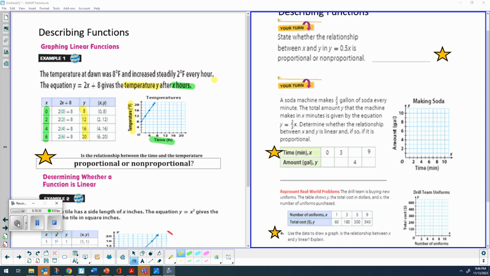Okay, and just to finish up, on the back side of this page you have about 4 your turn questions. Please use your reference sheets on proportional, non-proportional, linear, and nonlinear to help you with whatever the question is. So for example here, state whether the relationship between x and y in this equation, y equals 0.5x, is proportional or non-proportional. Look at the proportional or non-proportional reference page and find the equation type. Whichever equation type matches this one, write proportional or non-proportional here.